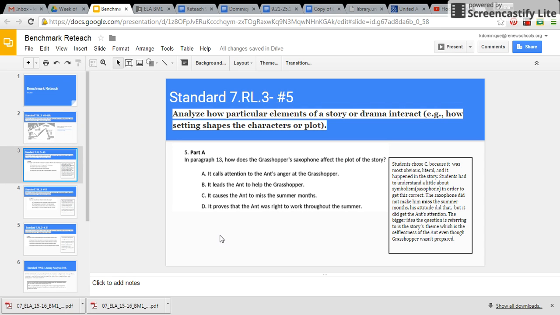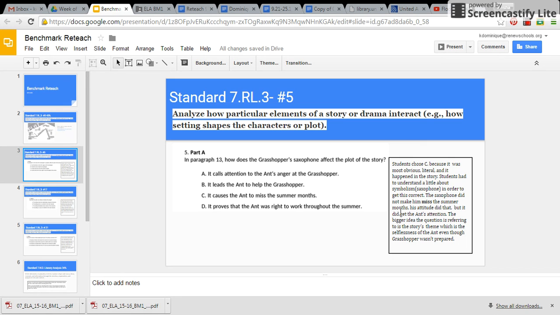All right, now that you've watched the video, hopefully that's a little refresher on the important elements of a story. So, question number 5 asks, in paragraph 13, how does the grasshopper's saxophone affect the plot of the story? Many of you chose C: it causes the ant to miss the summer months. But the correct answer was actually B: it leads the ant to help the grasshopper.